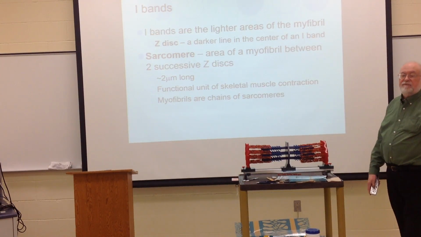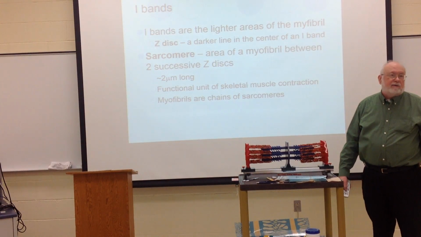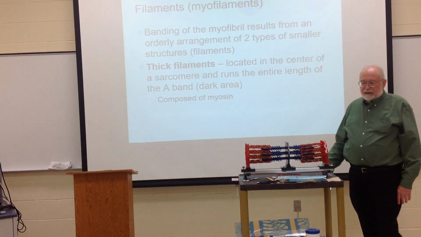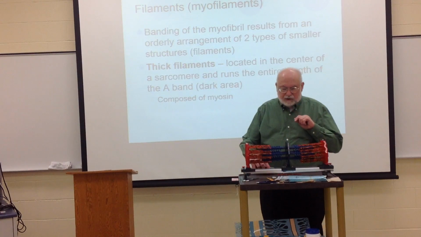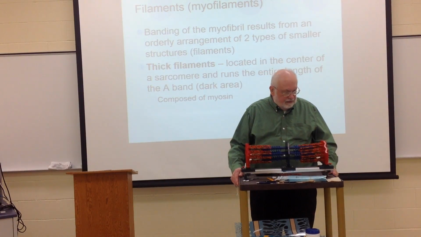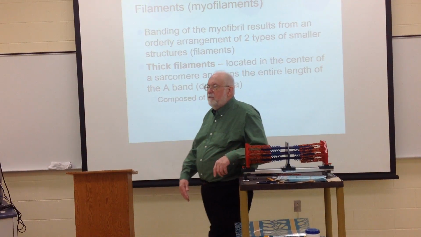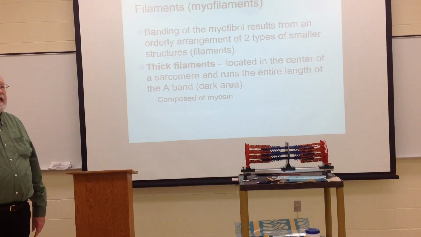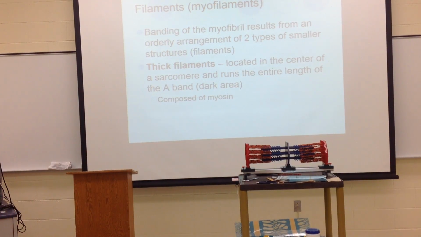Myofibrils are just chains and bundles of those, if you will. All right, now, the filaments that make up the sarcomere. There are two kinds of filaments here: thick filaments and thin filaments. And as we note, each thick filament has six thin filaments surrounding it.